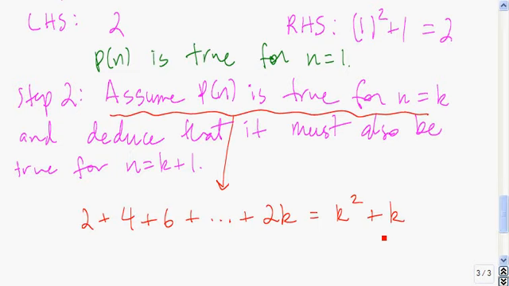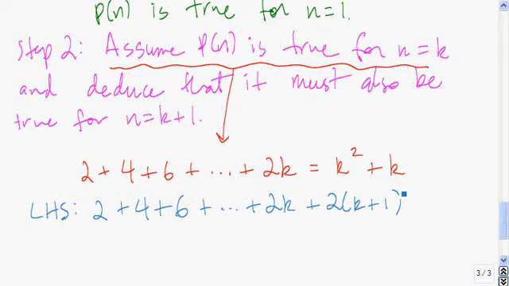Okay, so we're going to assume that this is true, and then we need to show that the left-hand side and right-hand side are equal when n is k plus 1. Why don't you press pause while you work on the left-hand side? Okay, for the left-hand side, we add up all the even numbers until we get to 2 times k plus 1. Now we're going to use this statement here that we assume to be true. So the first terms here all add up to k squared plus k. So we get k squared plus k plus 2 times k plus 1.